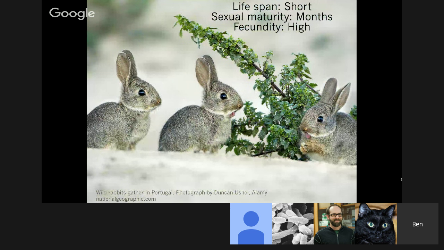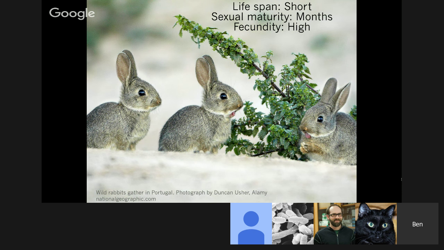Rabbits have a reproduction strategy that's much different from elephants, and these animals tend to have a short lifespan in which they reach sexual maturity early. They reproduce and make offspring at high rates. And while it's easy to observe these differences in reproductive habits for mammals in their native environments, it is much more difficult for us to do this for bacteria.